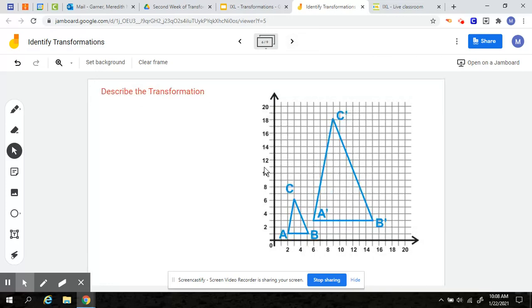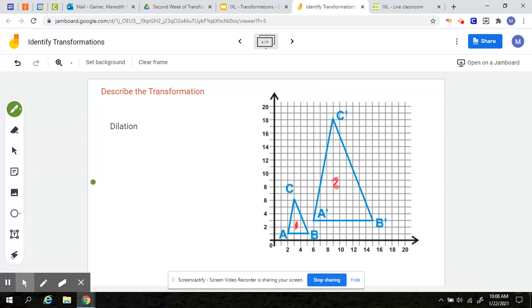Our next example, I see I have two triangles. This one is probably the easiest to identify. It's a change in size. Anytime the size has changed, I know that this is a dilation. So if we look at our triangles, I see that my first one was the small one. My second one is the bigger one. So because it got bigger, I know that this is going to be a scale factor greater than 1.